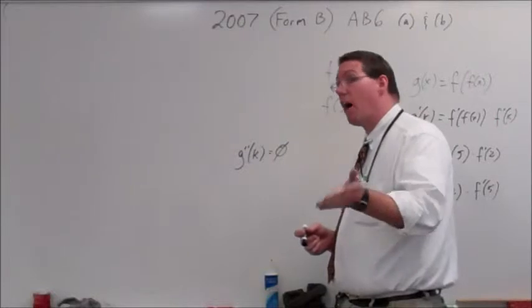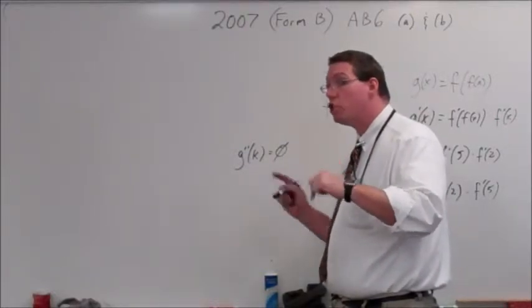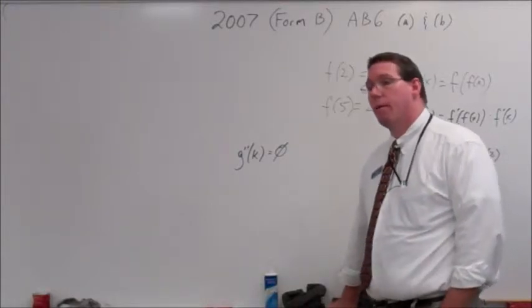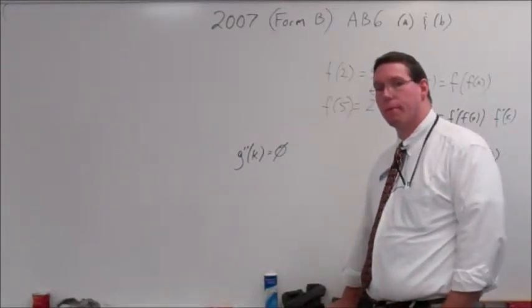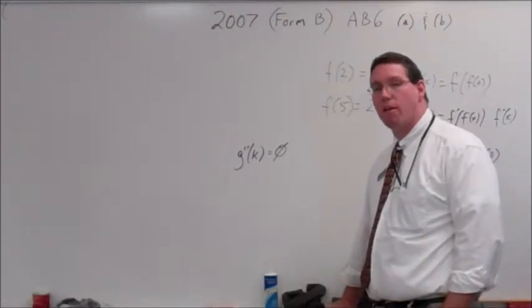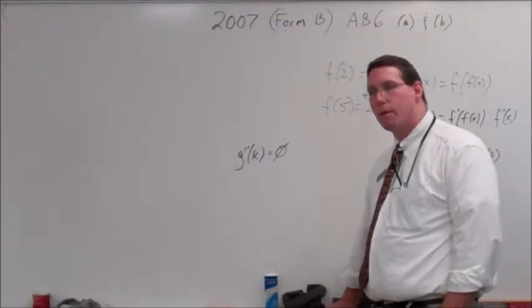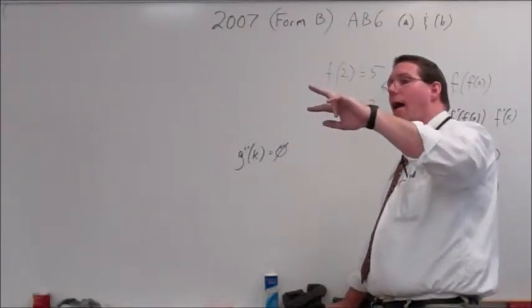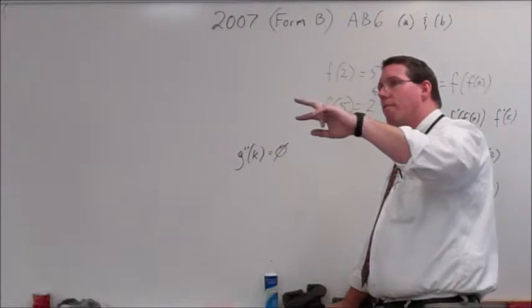The second derivative of g at k equals 0. Good. What else? I want you to say something that uses the phrase instantaneous rate of change. Oh, the rate of change of the instantaneous. The rate of change of g at the instantaneous rate of change at k. Very close.